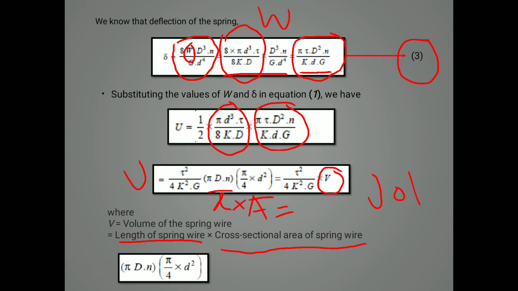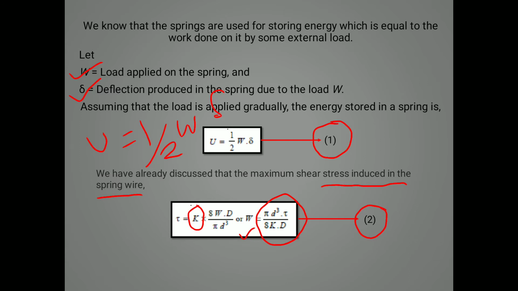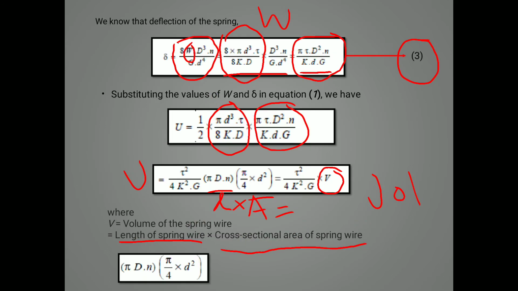So take a glance once again at equation number 1, that is U is equal to 1 upon 2 W delta. Then we have converted the maximum shear stress formula into W in form of W. Then we got the value of W. Then we calculated the deflection of a spring, that is delta, in terms of this equation, and finally we have got the formula of U, that is energy stored in spring.